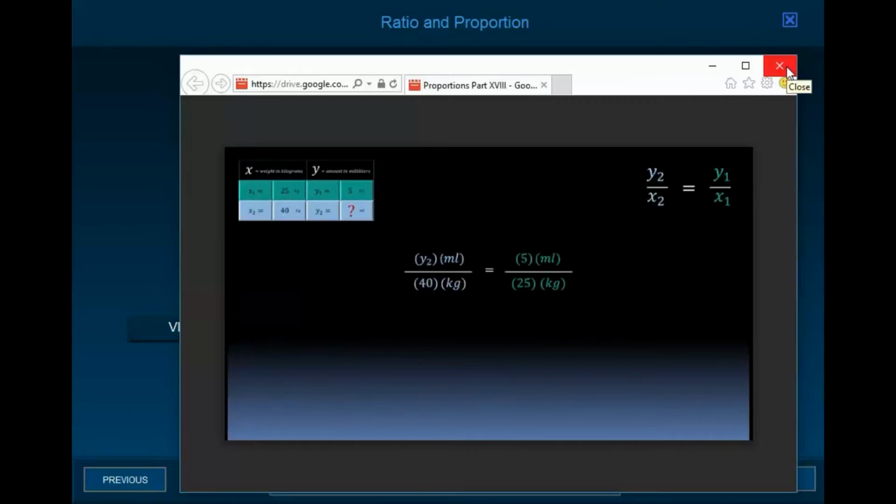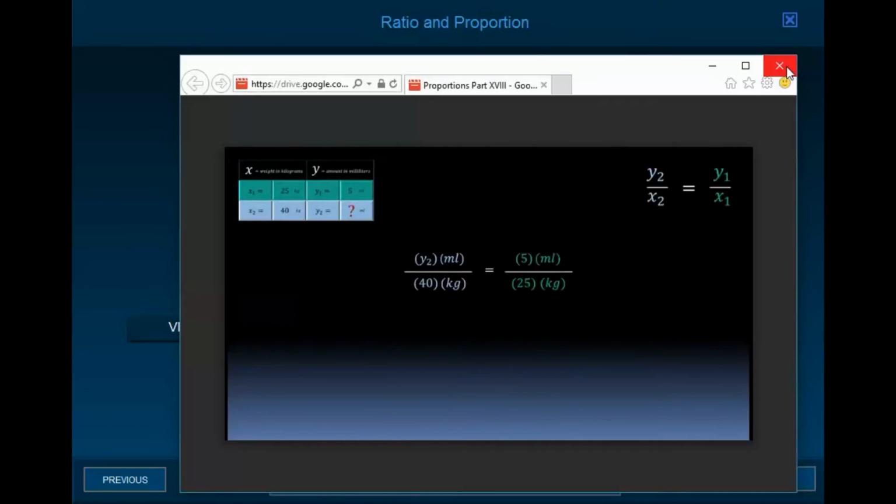Our proportion is at this point right now. We have y sub 2 milliliters over 40 kilograms. We know that we must multiply this fraction on the left-hand side of the proportion by 40 kilograms in order to start to make it talk about y sub 2 all alone.